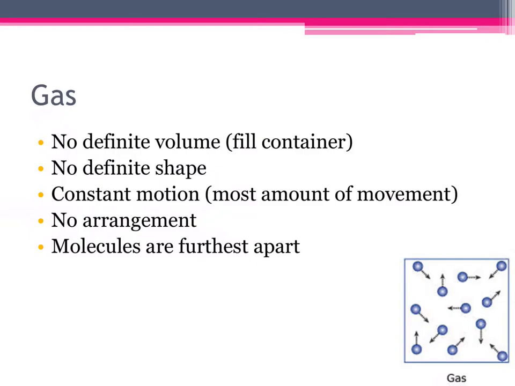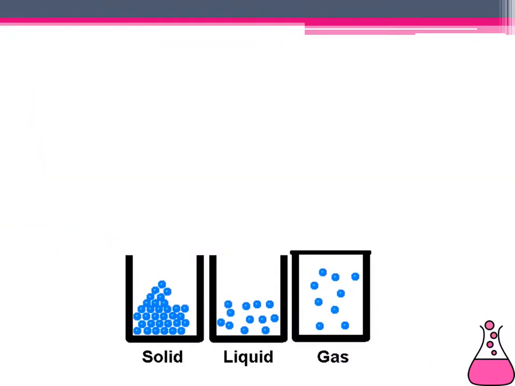And my gases have no definite shape and no definite volume. They'll fill up any container that I put them into, and they'll take the shape of that container too. They're in constant motion, actually very, very fast motion. They have the most motion of all of my states of matter. There's no arrangement at all of particles. They're completely scattered, and in general very, very far apart. So this is what my solids look like, this is what my liquids look like, and this is what my gases look like.